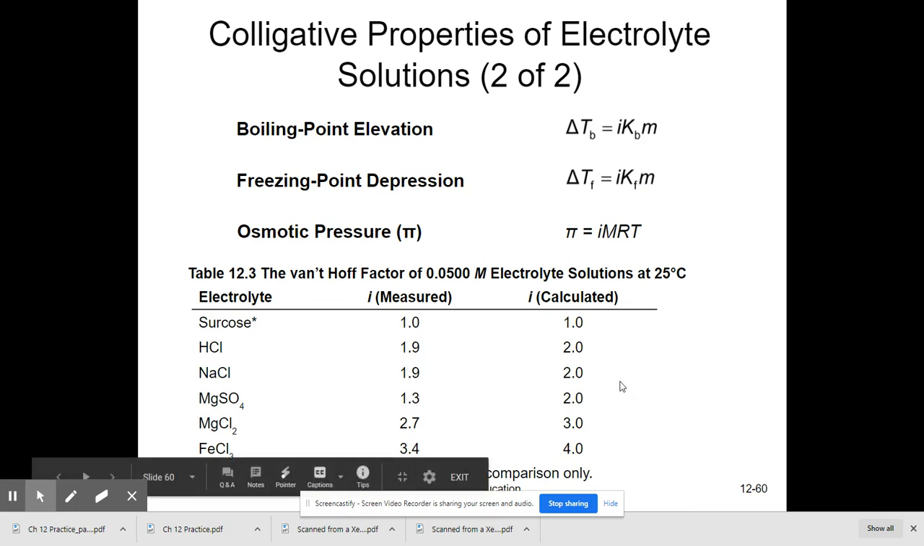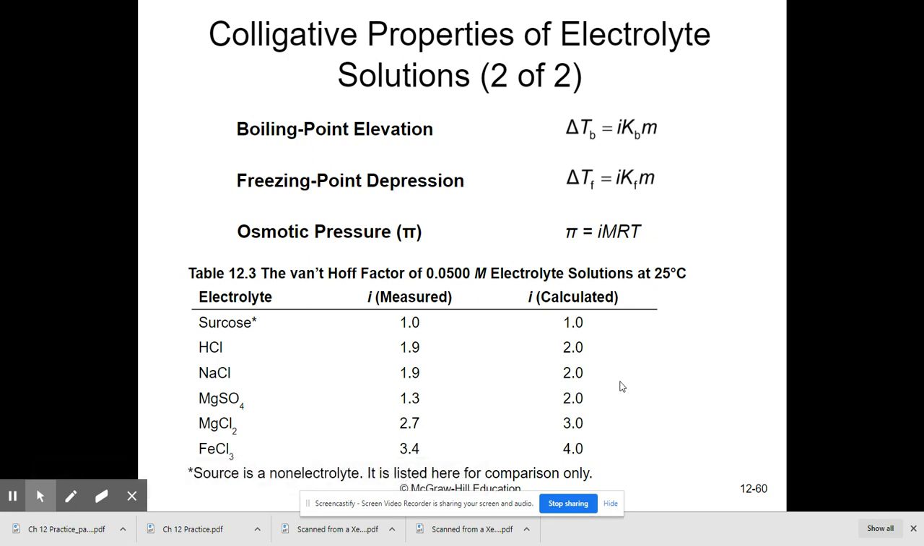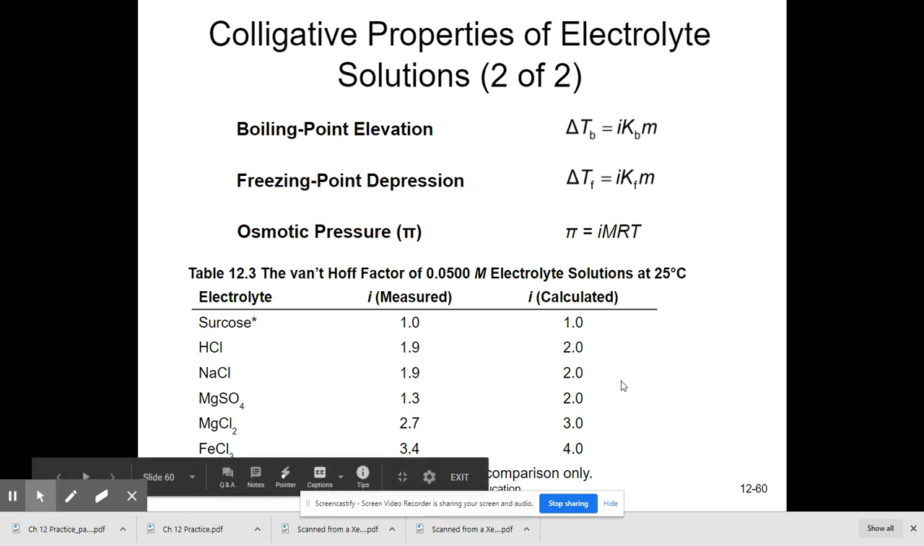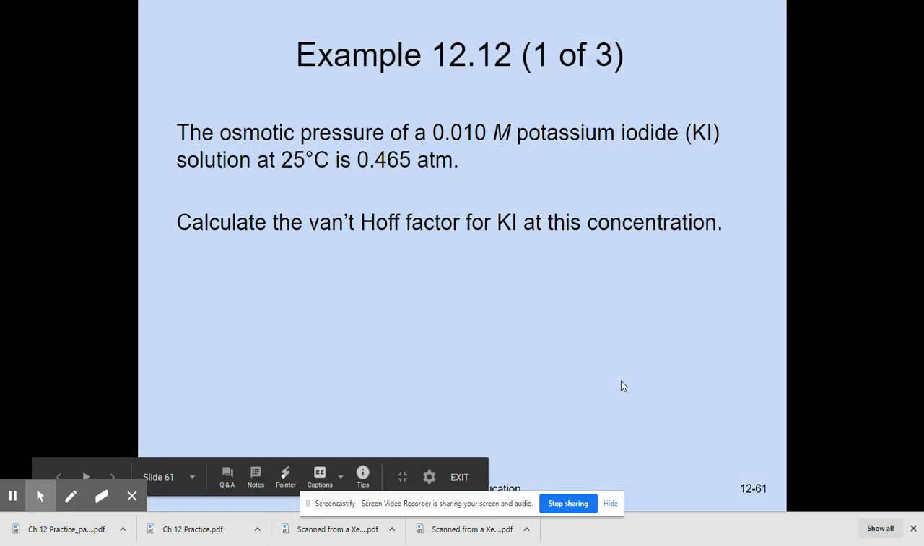So we tie these in with boiling point elevation, freezing point depression, and then osmotic pressure. So same equations, now we just add an i. The more ions or electrolytes that are present, the more it's going to impact it. There's a direct relationship with that.